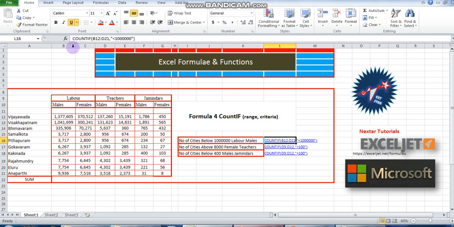To activate this we need to put the equal to sign. There came 28. B12 to D21. So 28 such cities were there having below 10 lakh male members.